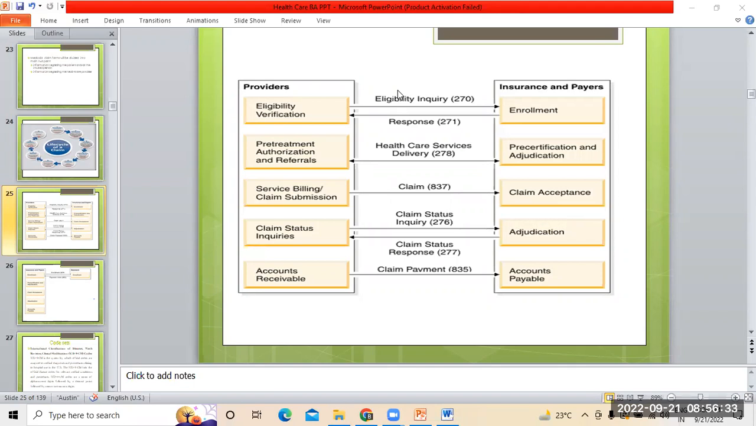That is not relating to the claim. It has nothing to do with the claim. Claims will come later, because eligibility has to be done first. Healthcare services delivery means whatever services they have given in the hospital to the patient, right? So all these case sheets, discharge-related stuff, all these fall under 278. Claim requests will come under 837 and so on. That's all, Krishmi.